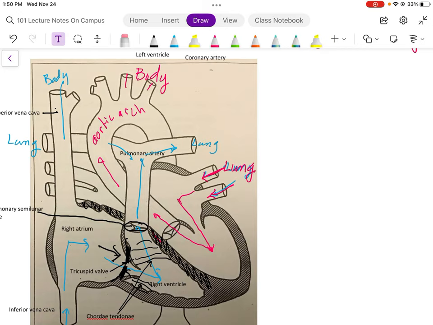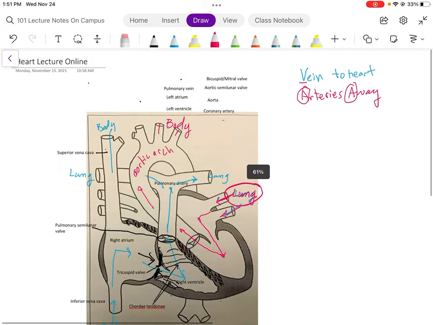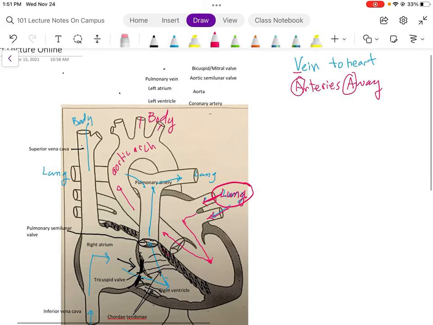That's interesting, right? Now the blood comes back from the lungs, and we see that on this side over here, labeled by lung. It's going to come back through the pulmonary vein. Because it's coming back to the heart now, we'll call it the pulmonary vein. That looks pretty good.